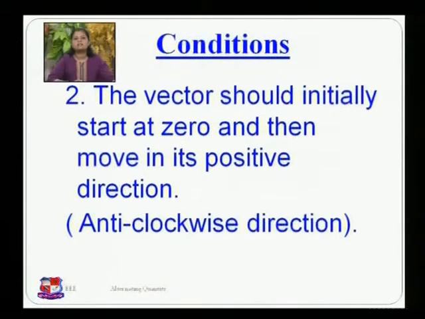As we know, an alternating quantity starts from the 0 value, then increases, goes to the maximum, and again decreases, coming to the 0 point. It may also start from 0, decrease, go to the negative maximum value and come back to 0. But if you have to represent any alternating quantity as a vector, then this vector should initially start at 0 and then move in a positive direction, meaning the anti-clockwise direction is preferable. If you reverse the direction, it will indicate that the direction of the alternating quantity is also reversed.